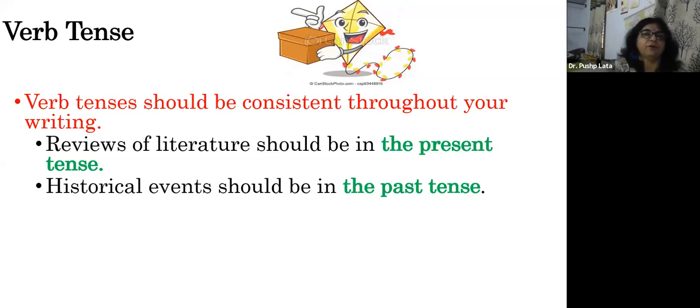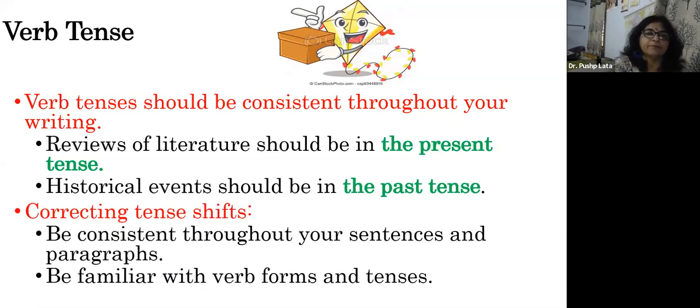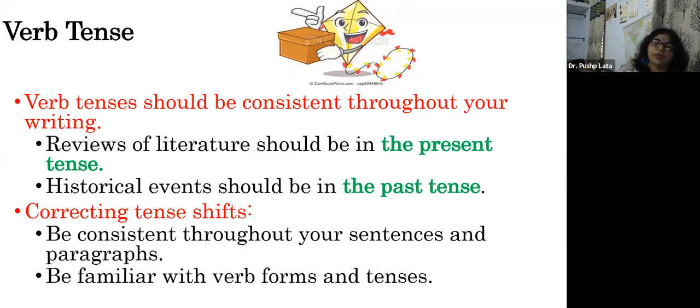So no confusion whatsoever. Correcting tense shifts. Where are you shifting? Be consistent throughout your sentences and paragraphs. You should not, when you're talking about the same thing, in the first paragraph have written the present tense, but when you go on in the second paragraph and third paragraph, still you're talking about the literature review, and you don't even get to know when you started using the past tense.